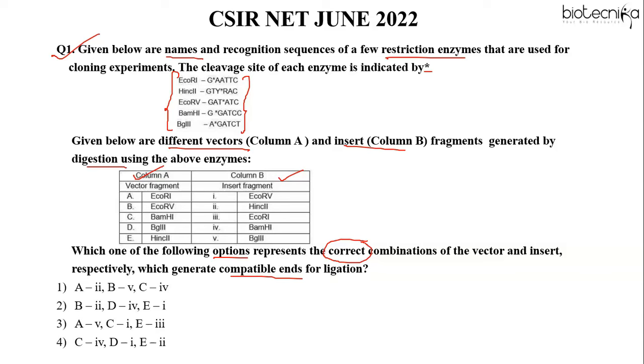Now to answer such questions, you need to be familiar with what are restriction enzymes, and the ends they generate when digestion is performed by using them. So you need to be familiar with blunt ends, you need to be familiar with sticky ends. Also, you need to be familiar with the concept of vector and insert joining in cloning experiments. So let's first understand what are restriction enzymes.